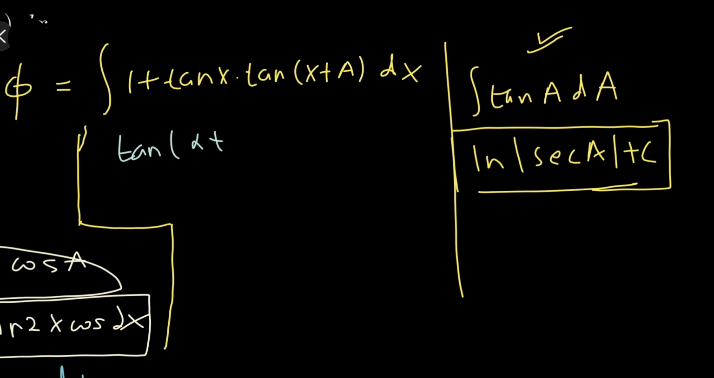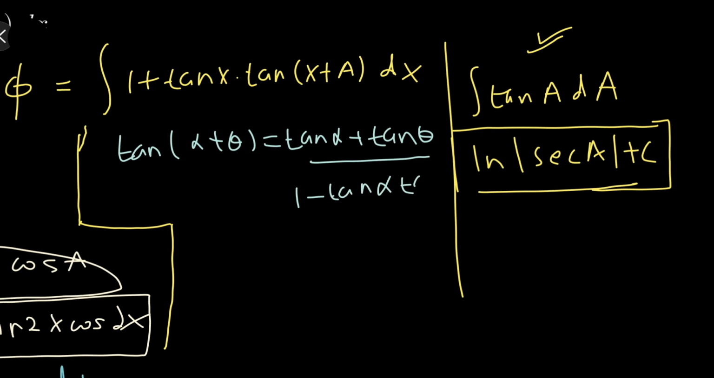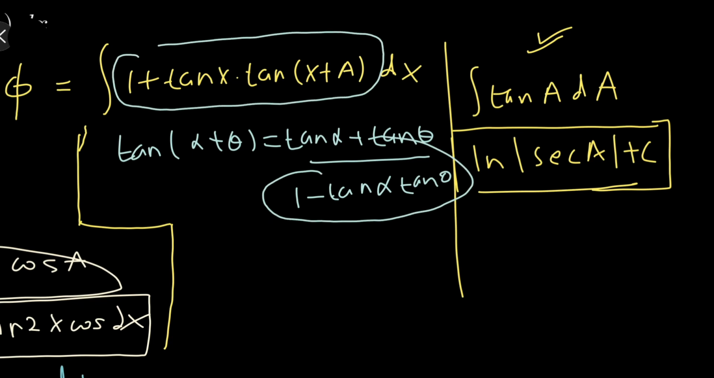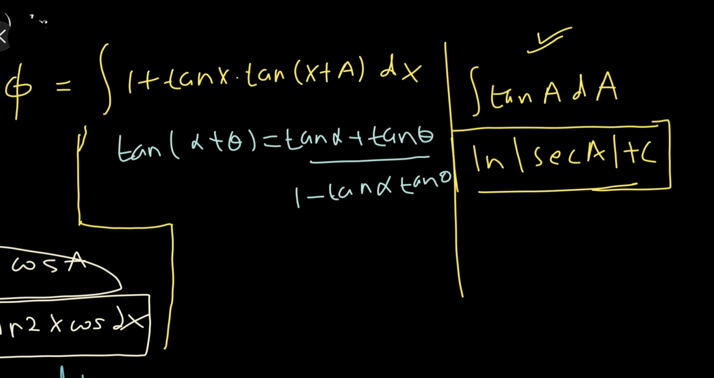So tangent of alpha plus theta equals tangent of alpha plus tangent of theta divided by 1 minus tangent of alpha into tangent of theta. Now what I can see is that this kind of pattern is present in the denominator, but we have a negative sign, so no need. We have the other identity of tangent of alpha minus theta, and in that this can be adjusted. The identity for tangent of alpha minus theta is tangent of alpha minus tangent of theta divided by 1 plus tangent of alpha into tangent of theta. Now what I can see is that this kind of pattern is present in this one.